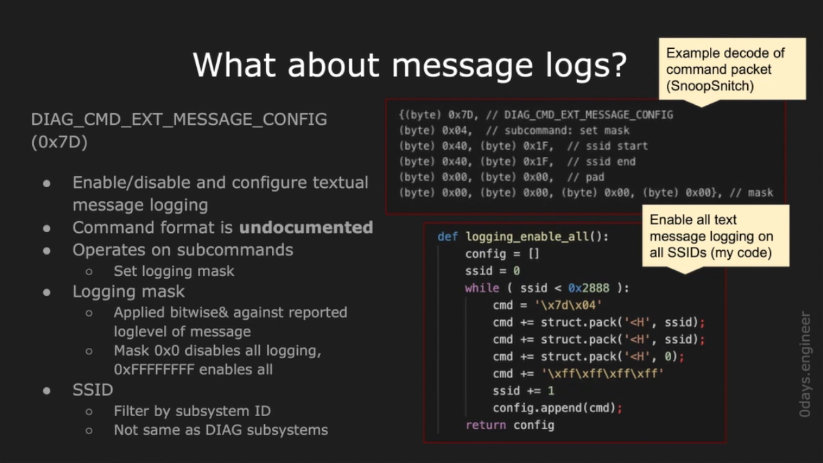So subsystem IDs are used to filter the messages based on a specific subsystem, because there is a huge amount of subsystems in the baseband, and if all of them start logging, this is a huge amount of data. So Diag provides this capability to filter a little bit to specific subsystems that you're interested in. The snippet of Python code here is an example of how to enable textual message logging for all subsystems. You will need to set the mask to all ones. And this is quite a lot of logging in my experience.